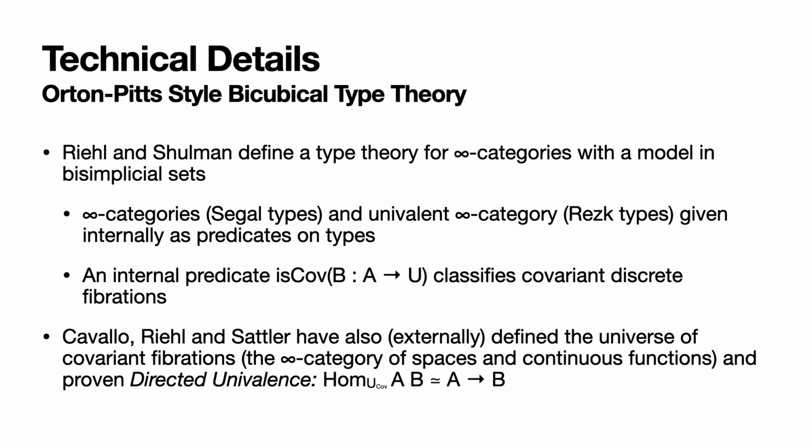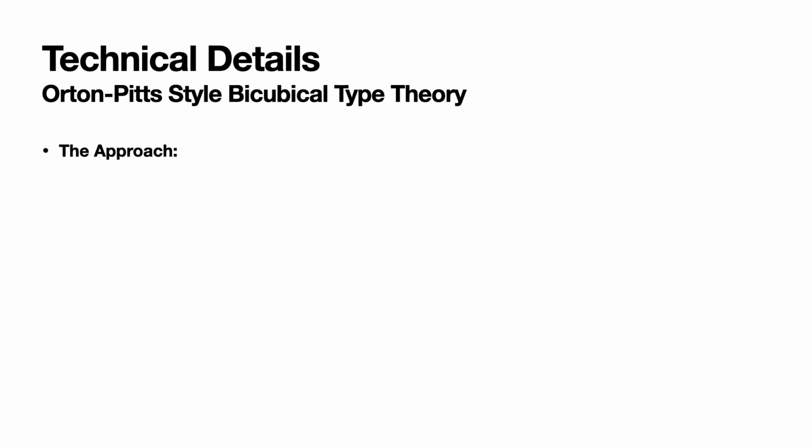Cavallo, Riehl, and Sattler have also externally defined a universe of covariant fibrations, and they have proven for it directed univalence, that morphisms in this universe are equivalent to functions. So, now what did we do?